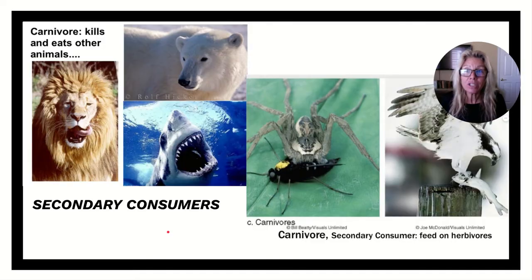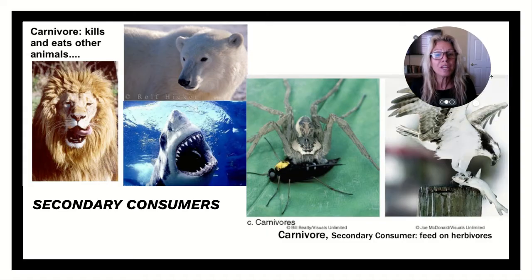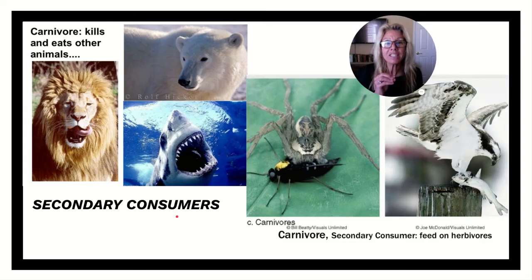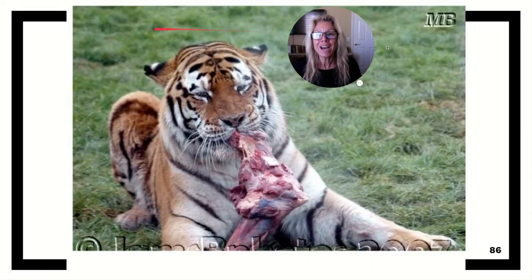Now, secondary consumers feed on primary consumers. They feed on other animals. And here's a whole example of some secondary consumers. So think about this. If a secondary consumer eats a primary consumer, then what do you call something that would eat a secondary consumer? You would call them a tertiary consumer, right? Now, in this situation, I jumped ahead.